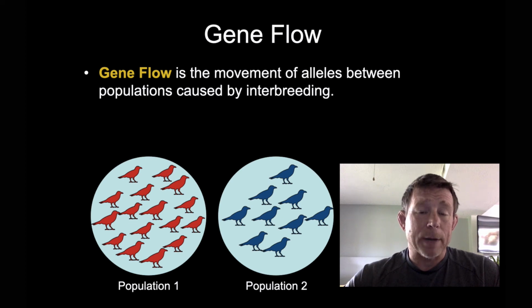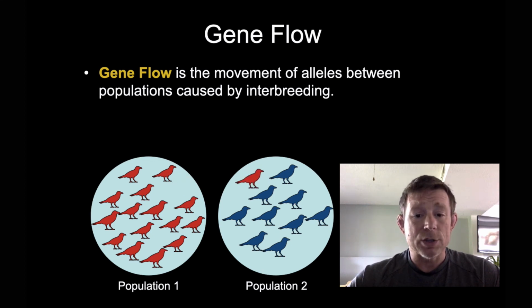Another type of microevolution is called gene flow. So gene flow is the movement of alleles between populations. So here we have two different populations of birds. Population 1 lives on one side of a mountain range. Population 2 lives on the other side. And at some point, one of these birds migrates over the mountain range and starts to breed with the second population. So because this bird brought with it different alleles, this bird's red, that's going to change the allele frequencies and possibly change the phenotypes of future generations.